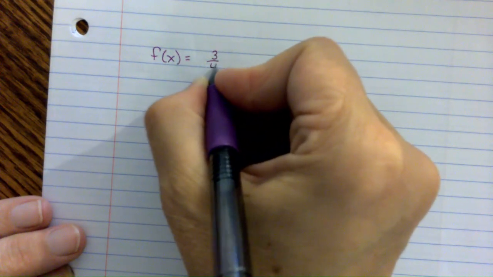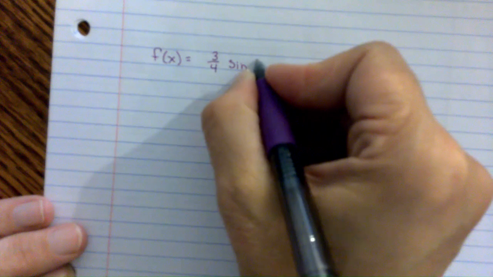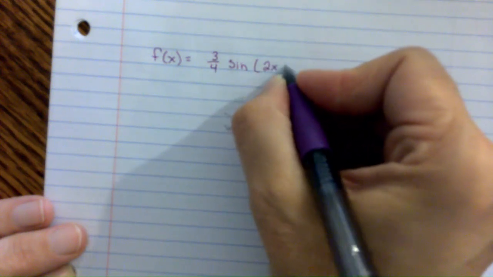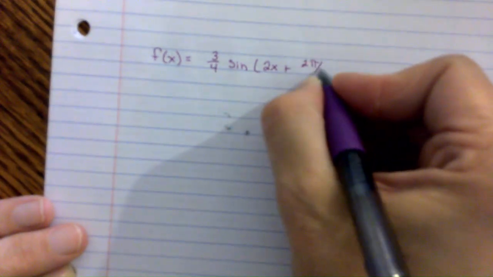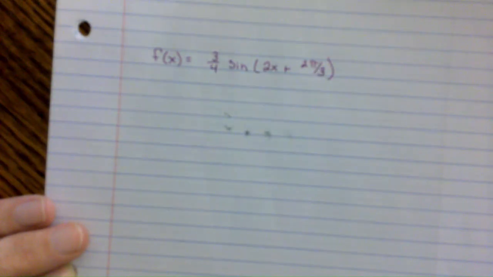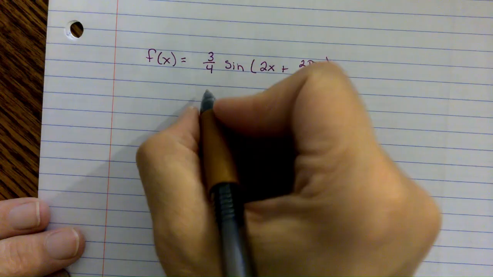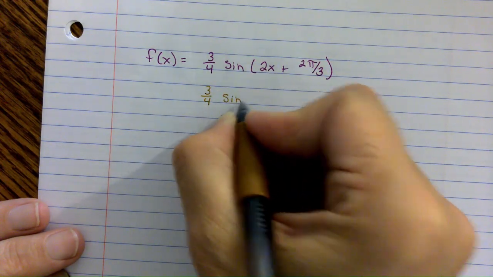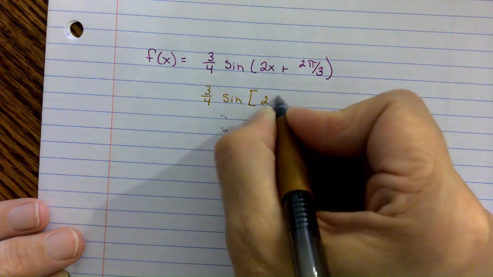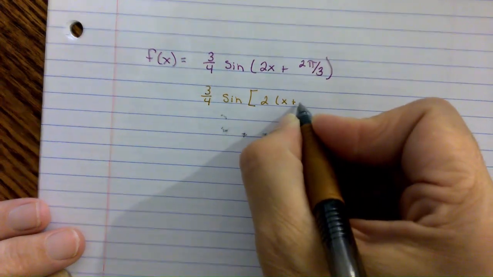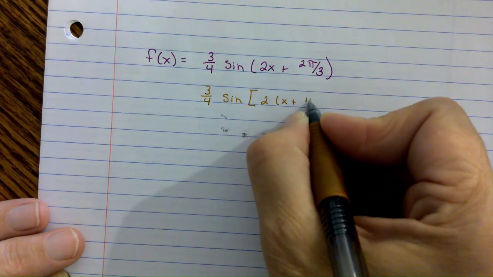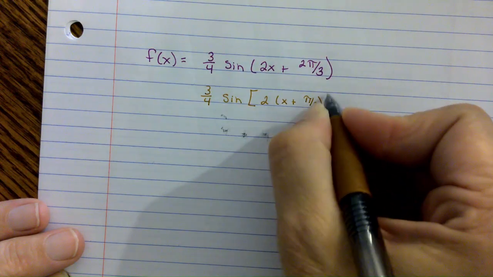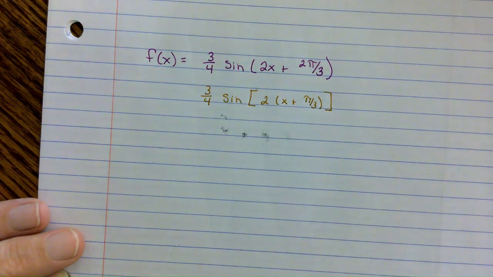F of x is going to equal 3/4 sine of 2x plus 2 pi over 3. Oh, I did it again, where you have to rewrite that darn thing. So 3/4 sine. 2 times what is 2/3? Well, that would be 1/3. Okay.